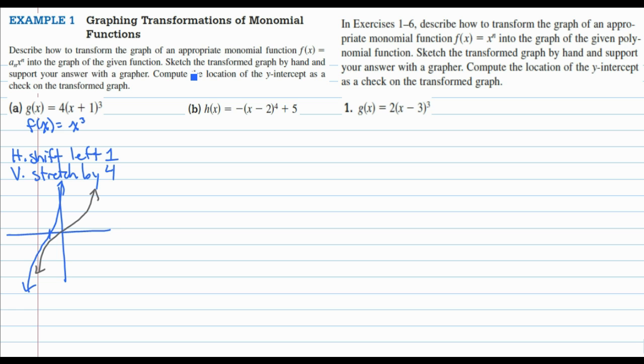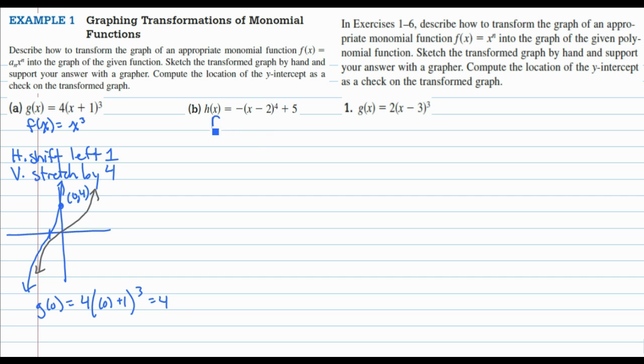So we did the sketch, we described how to transform. Now we're going to compute the location of the y-intercept as a check on the transformed graph. The y-intercept is where x equals 0. So f of 0, or excuse me, this would be g of 0, would be 4 times 0 plus 1 cubed. 0 plus 1 is 1. 1 cubed is still 1. 4 times 1 is 4. So this point right here should be 0, comma 4, which does make sense. Part B.